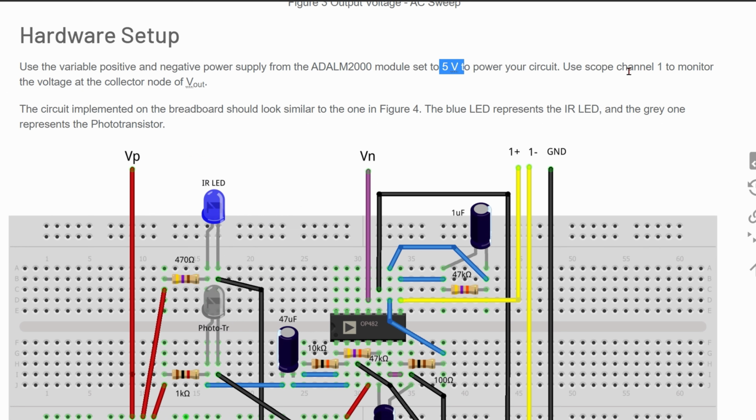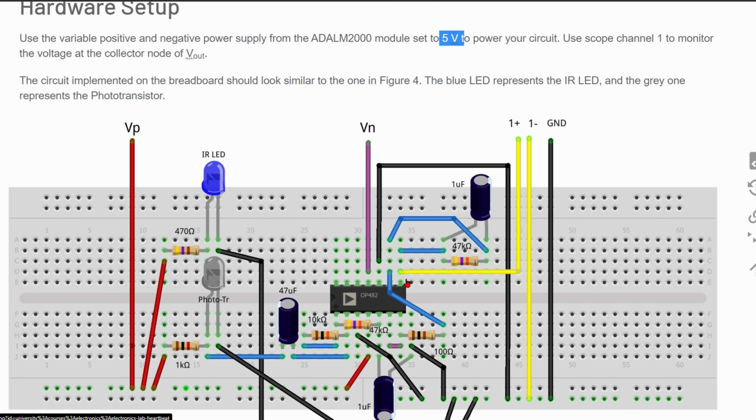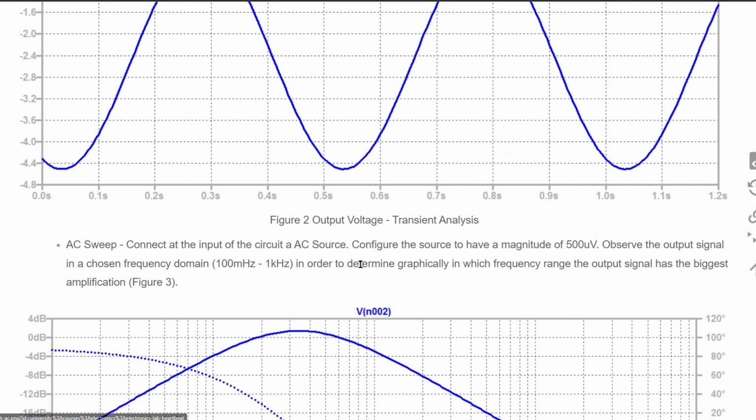We are going to use scope channel 1 to monitor the voltage at the collector node, V output. That's this output right here, and we're going to look at that later. So we have output 1 right here, and then the other one's going to ground. So that is what that's going to look like.